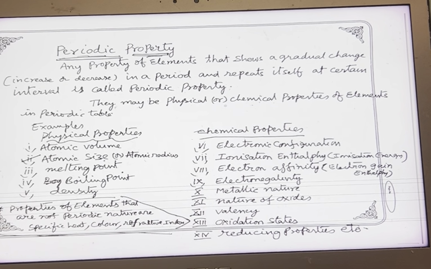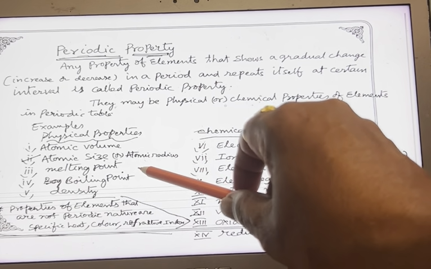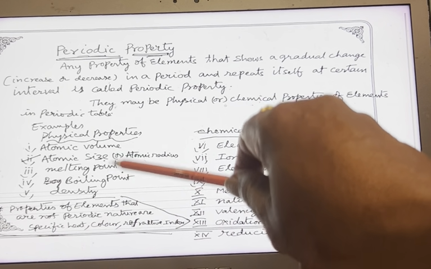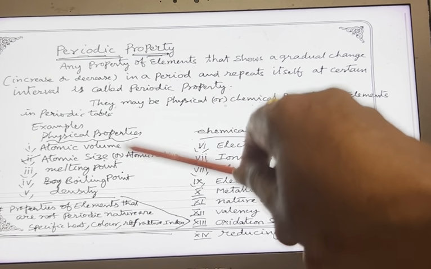They are chemical properties because they are related to electrons, due to giving or gaining of electrons, and the number of electrons. That is why they are chemical properties, whereas physical properties are about the strength of bonds and sizes: atomic size, atomic radius, ionic radius, metallic radius. These all come under physical properties.